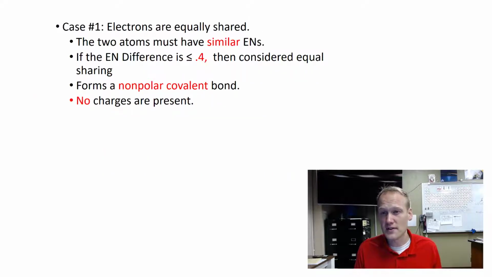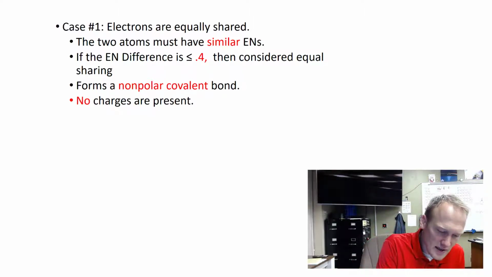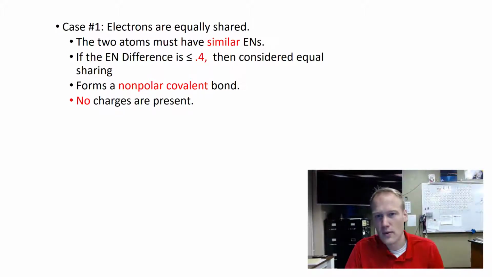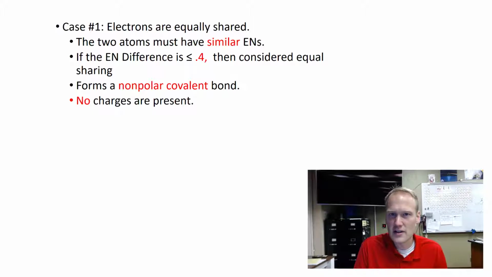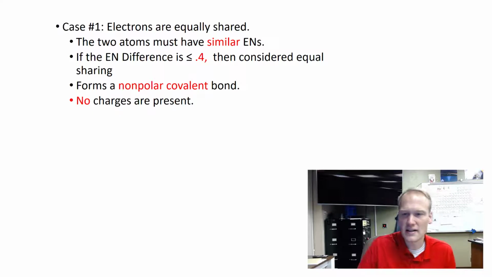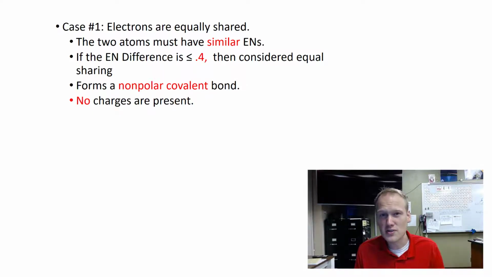Let's run through a couple scenarios. Scenario 1 would be if electrons are equally shared. This would be if their electronegativities are very similar. The difference between their electronegativities would be less than 0.4, meaning you'd take their two electronegativities and subtract them from one another, and if the difference is less than 0.4, we would say they're sharing evenly and call this a nonpolar covalent bond. We would say there are no charges present. There's not a positive or negative end.